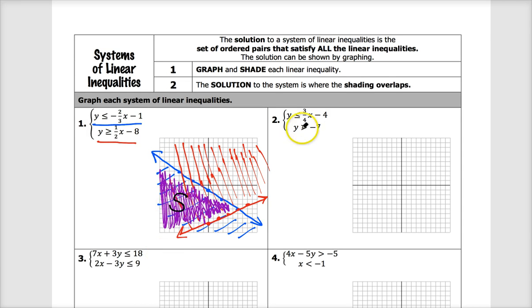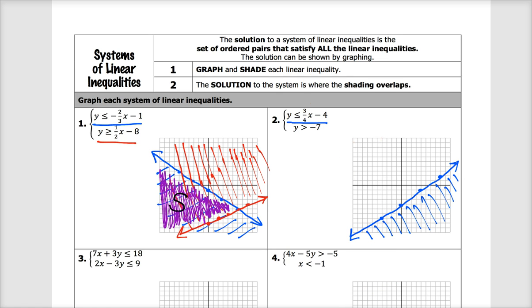Okay, we'll try this a few more times. Number 2. First inequality, y is less than or equal to 3/4 x minus 4. So y-intercept at negative 4, and then a positive slope of 3/4. And we'll connect this with a solid line. And it's less than or equal to, so we're shading below that line.